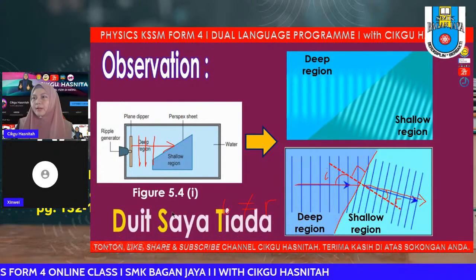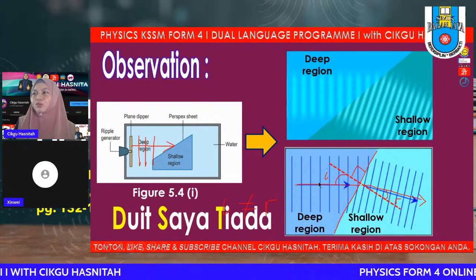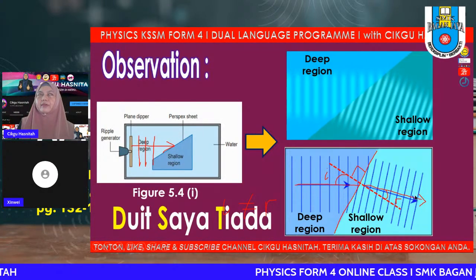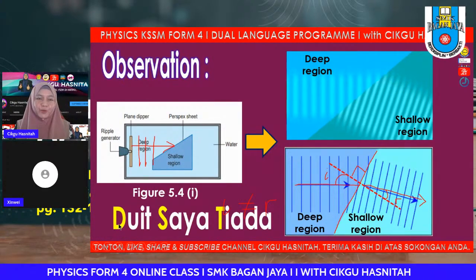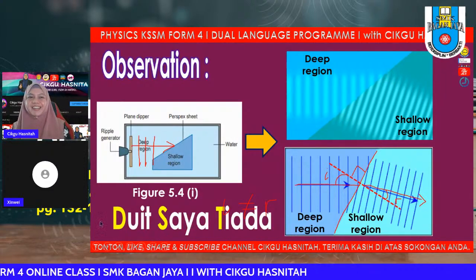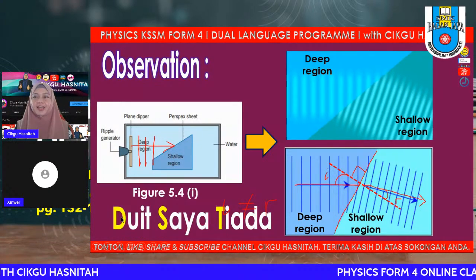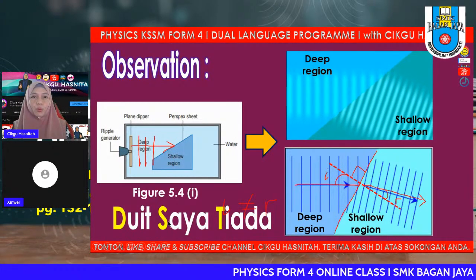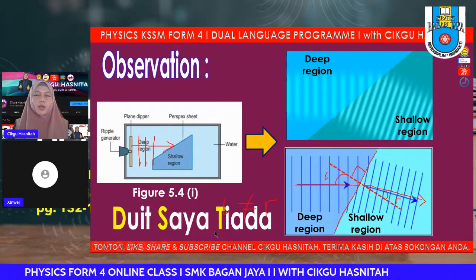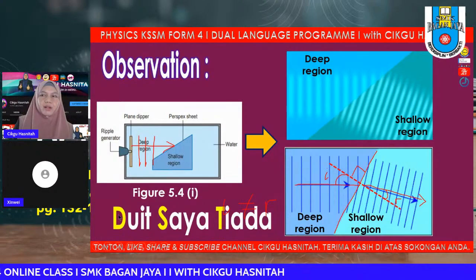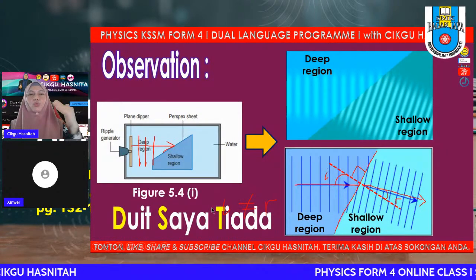So let's check the next slide. How do we know whether the refracted wave will be refracted towards or away from the normal? Now I am using this formula: duit saya tiada, DST. D stands for deep region, S stands for shallow region, and T stands for towards. Which means when the water wave travels from deep region to shallow region, it will be refracted towards the normal.